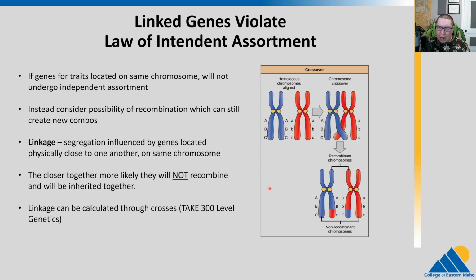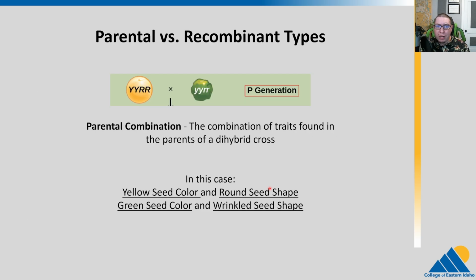So this comes to the idea of parental types versus recombinant types, and we need to clarify that. Let's go back to our previous cross here. So parental versus recombinant types. Let's assume these genes were linked.